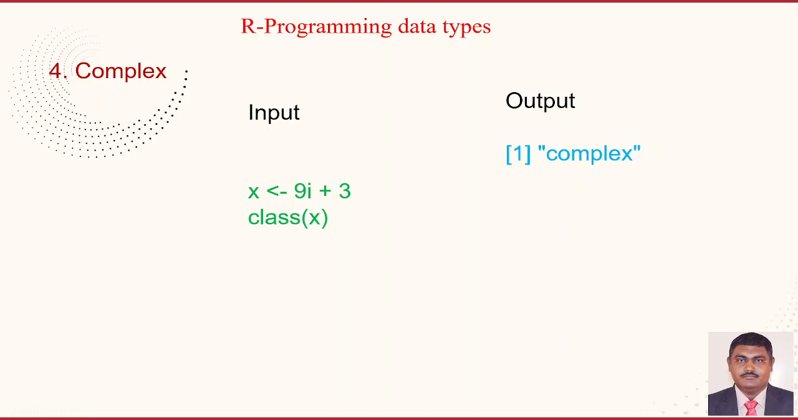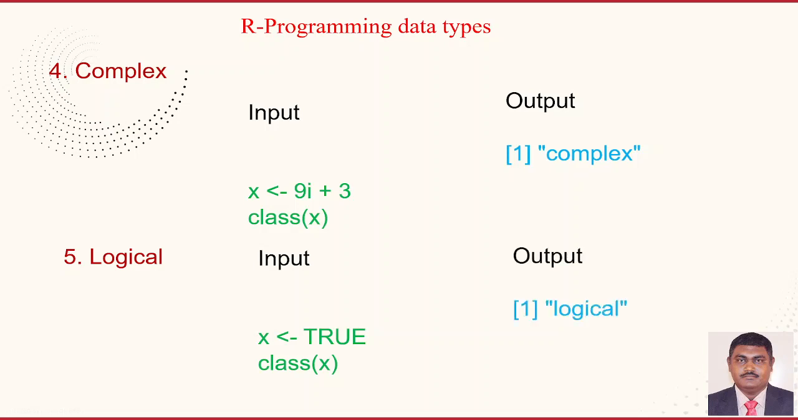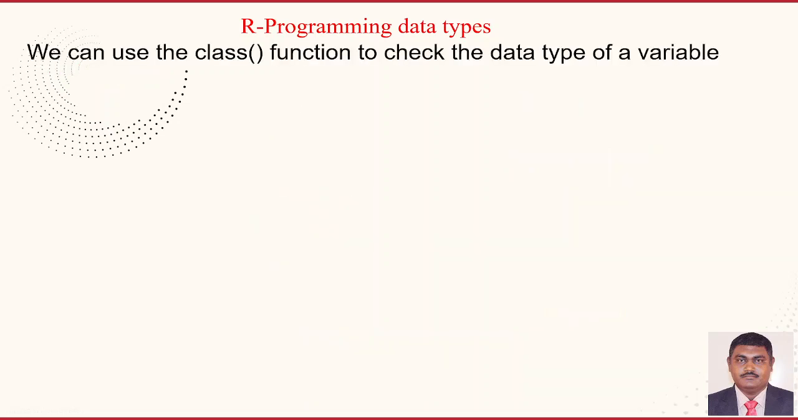logical. Now let us see another one, the logical data type. This data type is used to tell whether a given condition or statement is true or false. For that logic you can use TRUE or FALSE. You see the input x tends to TRUE. The class of x output you can see is logical. This is the logical type. Next, we can use the class function to check the data type of a variable. Just now I have used class to know whether it is integer, complex or real.